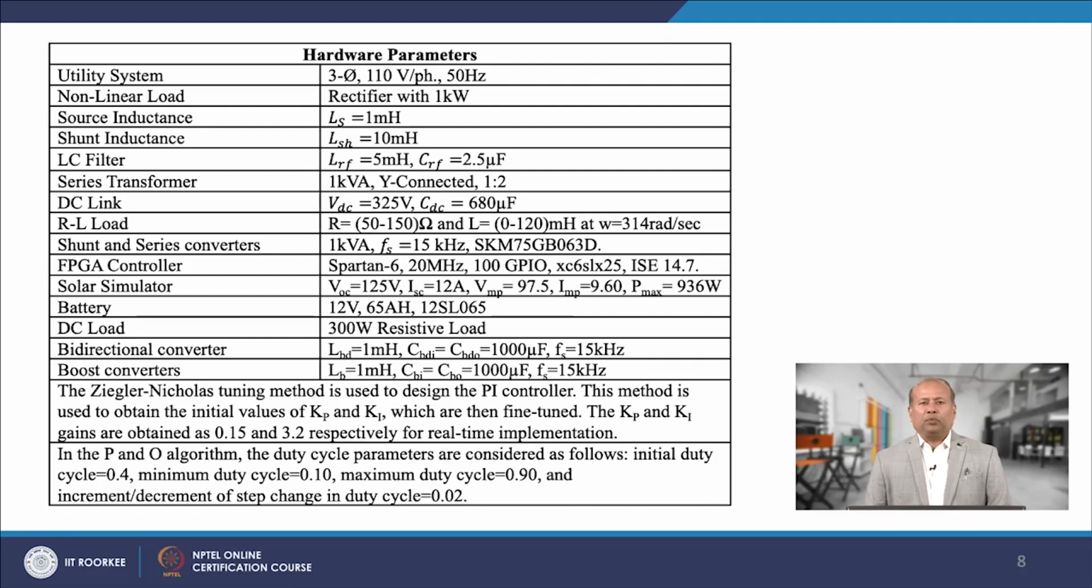An FPGA controller with a 20 megahertz clock frequency, a 1 kilowatt solar simulator and related voltage and current parameters are listed. The battery is operated at 12 volt, 65 ampere hour per unit. The DC load is selected up to 300 watt. DC-DC boost as well as bidirectional converter parameters are listed. Finally, the PI tuning and the P and O algorithm are given in detail.